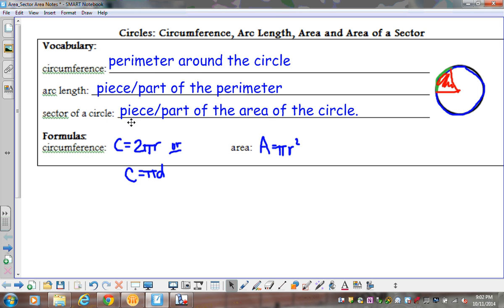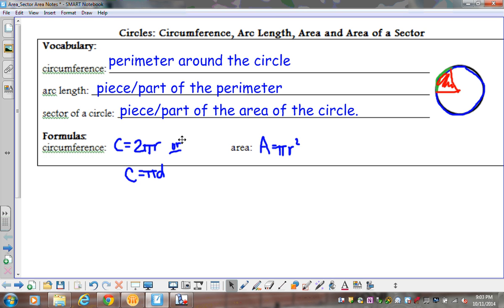Remember on Friday we talked about circumference being the perimeter around the circle, and arc length being a piece of that perimeter. We talked about sector, and I like to think of it as a piece of pie, like a pizza or something like that. It's that little triangular looking piece. That would be the sector. So it's a piece of the entire area of the circle.